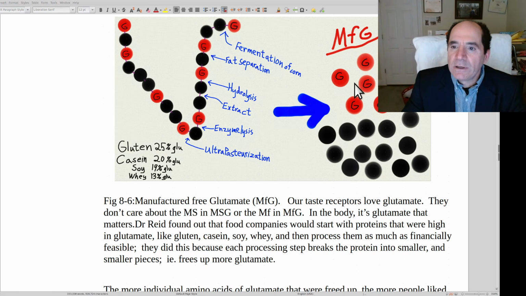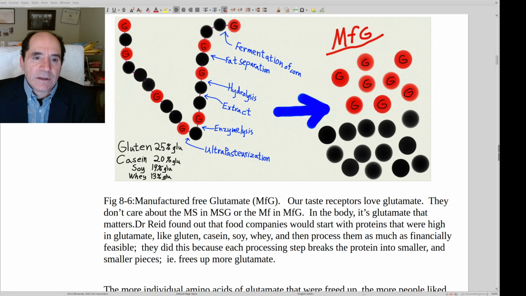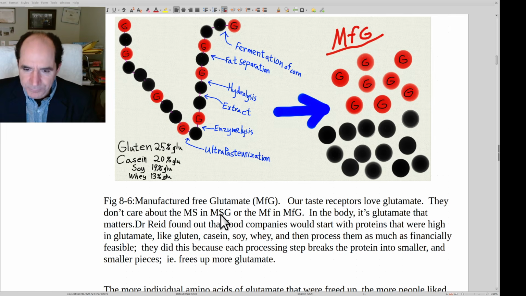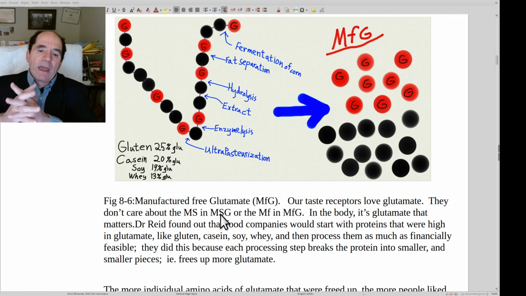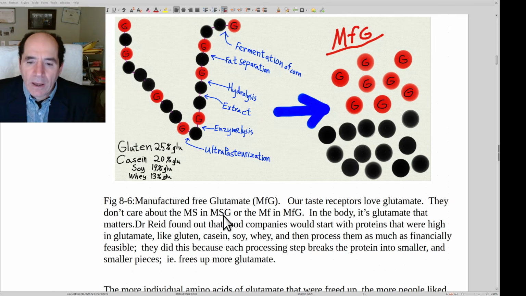All right, so here is a picture of that idea, again, of the bliss point, of how you make this. MFG means manufactured free glutamate. MSG is the monosodium salt of glutamate, where you'd have an Na plus bound to the O there, instead of having the H, you'd have the Na plus. So it's a salt of glutamate. But here you've got manufactured free glutamate. What does that mean, manufactured free glutamate?